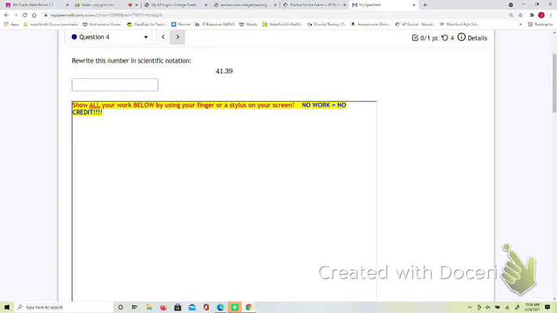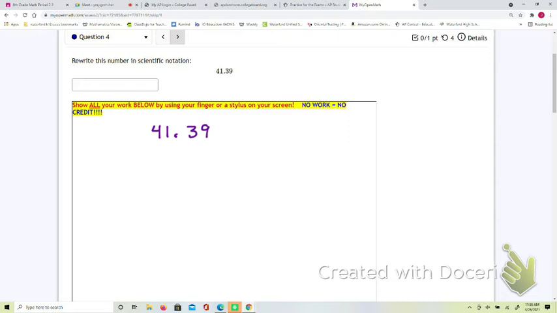Okay, so number 4, now we're going to go backwards. Now we have a number that is in standard form, and we have to put it in scientific notation. So we're going to write the number in our work area. 41.39.